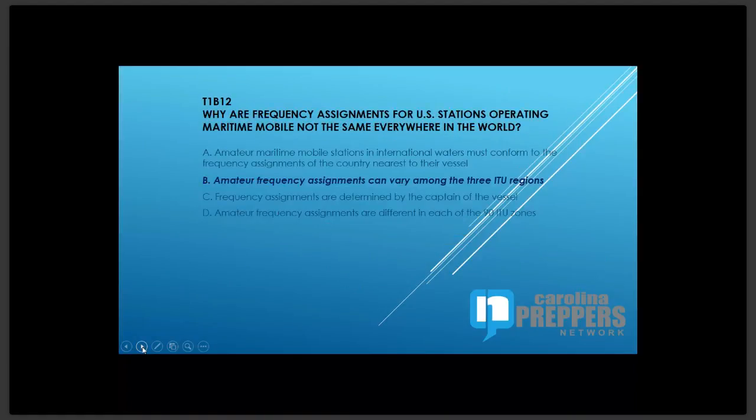CW stands for Morse code. Plain and simple, Morse code. In the test, they rarely refer to Morse code in verbiage. They almost always are going to say CW. I'm going to research what CW means. Continuous wave. That's right. Sorry, continuous wave is what CW means.